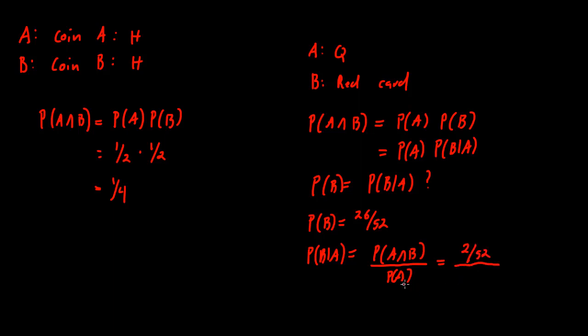We divide that by the probability of A, which is that we have a queen, 4 over 52. We can then simplify: 2 over 52 times 52 over 4, where the 52s cancel, gives 2 over 4, which is equal to 1 over 2. And 26 divided by 52 simplifies to 1 over 2, which is equal to our 1 over 2 from before. So we can say that the probability of drawing a queen and the probability of drawing a red card are independent events.